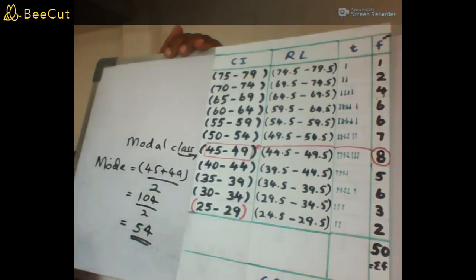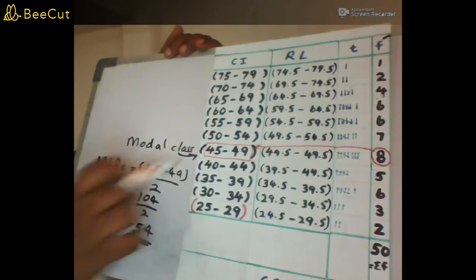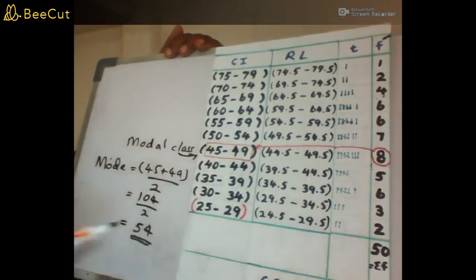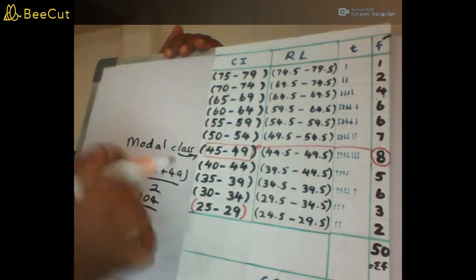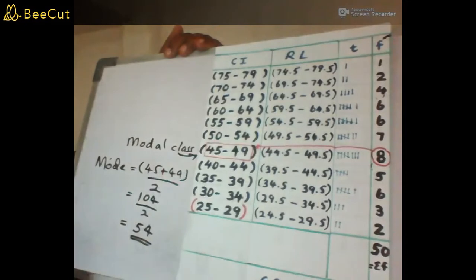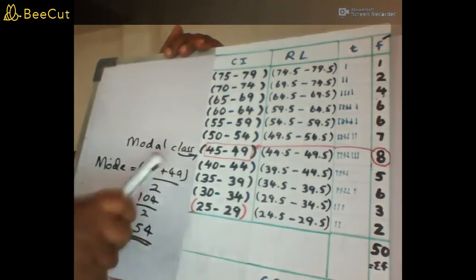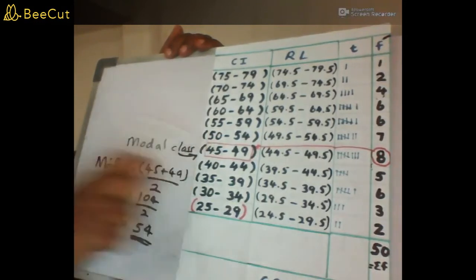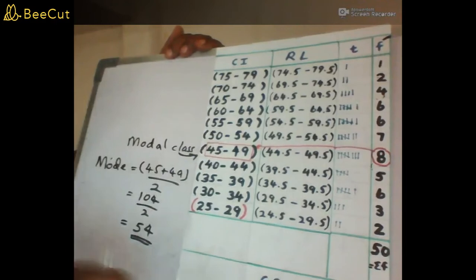54 is the mode. But here we are getting the average value. It can be 49. It can be 46. Right? We don't know. That's one disadvantage in this method. There's a formula for you to calculate the real mode. But at the exam, you can calculate the mode like this. Right? Get the mode.